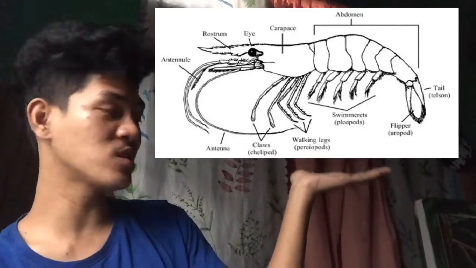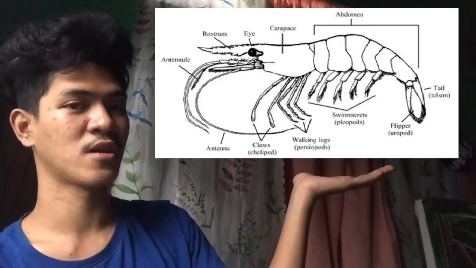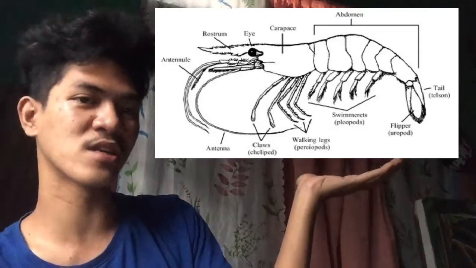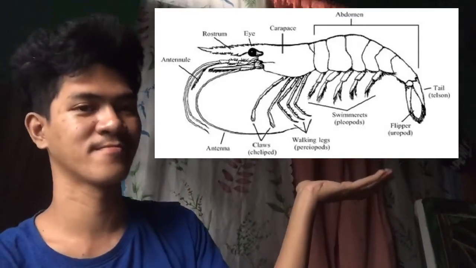So now let's move on to the body parts and function of a shrimp. As you can see, this is the illustration of a shrimp, and it indicates here its body parts. So let's start explaining this.